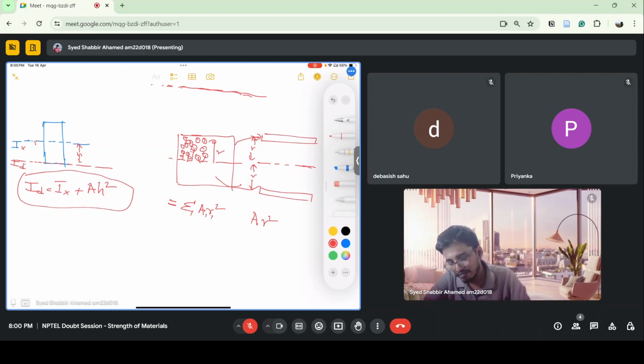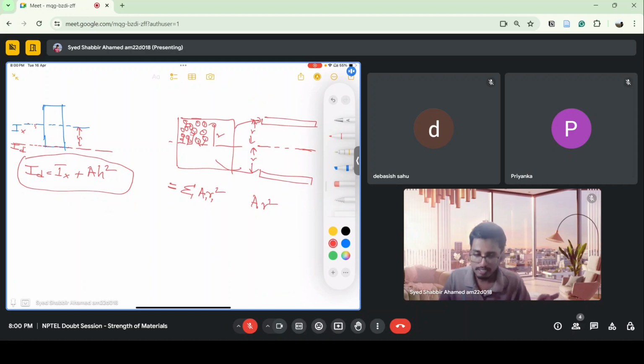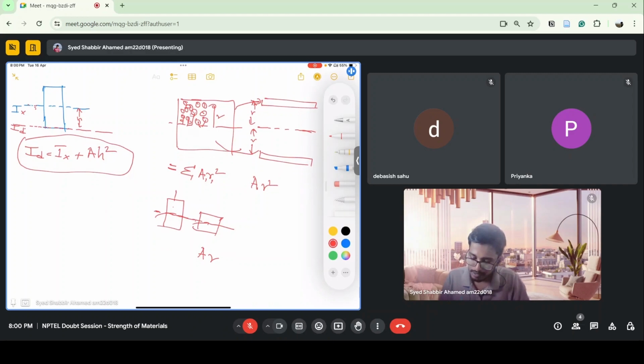If r is more, let's say you have two different cross sections, one square cross section and one rectangular cross section, but they have the same area, their radii of gyration will be different. Let's say I take this axis. The area is same, but the radius of gyration will be different. For this one, the radius of gyration will be more.